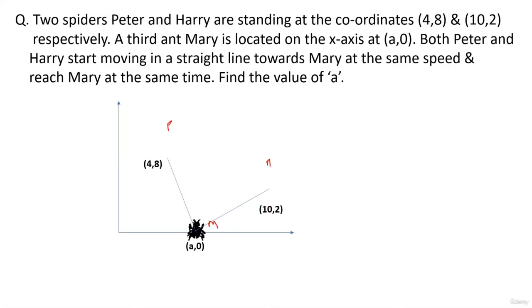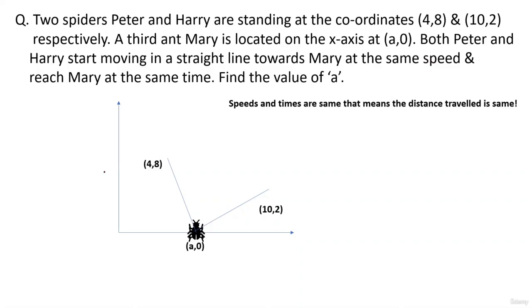Now guys, the question says that they move at the same speed and reach Mary at the same time. We know that speed is equal to distance divided by time, right? So if the speed is the same and the time of reaching is the same, both of them have traveled the same distance, isn't it? So when speeds and times are the same, we can conclude that the distance traveled is the same. Now what we can do is calculate the distance between Peter and Mary in the first case and Harry and Mary in the second case, and equate the distances. We can find the value of A.